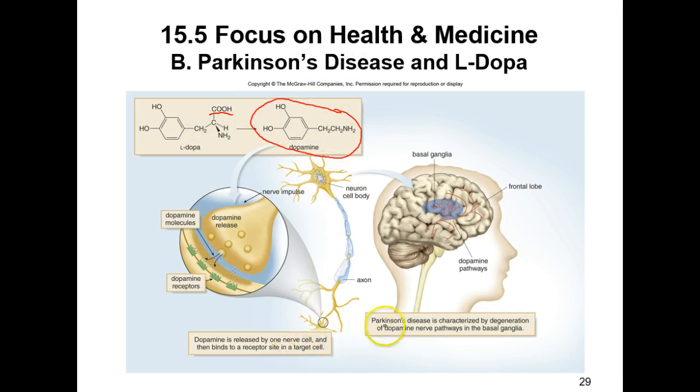So basically how dopamine works is you have a nerve cell, dopamine is released, it goes into the receptor sites and it activates our brain's pleasure activation inside of our bodies. It makes us happy. So it says that dopamine is released by one nerve cell and then binds to a receptor site in the target cell. In Parkinson's, however, you have a degeneration of the dopamine nerve pathway. So this area right here starts breaking down.